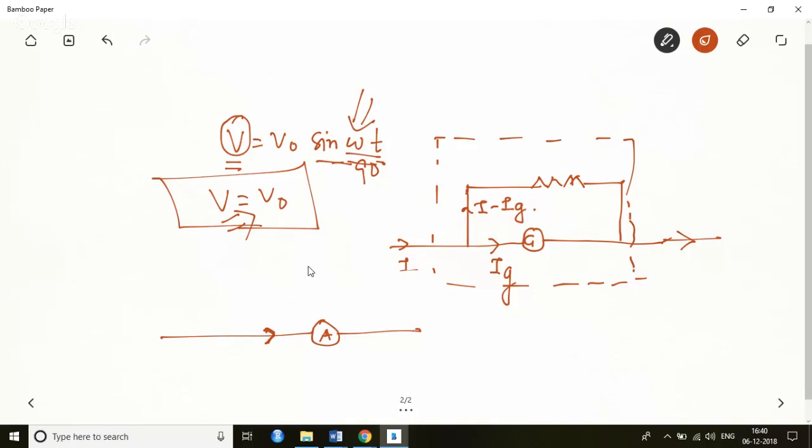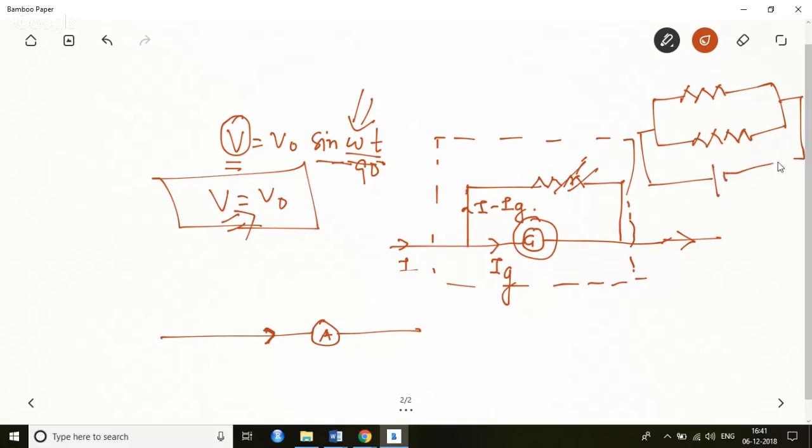Why do we connect in parallel? See, here I have used this galvanometer. The galvanometer will detect the current. Then why am I using this parallel resistance with it? Try to understand. Let me make two parallel resistances like this. Suppose this is 2 ohm and this is 2 ohm.